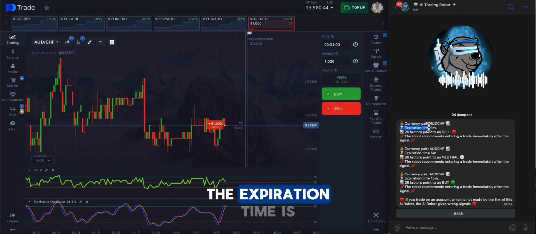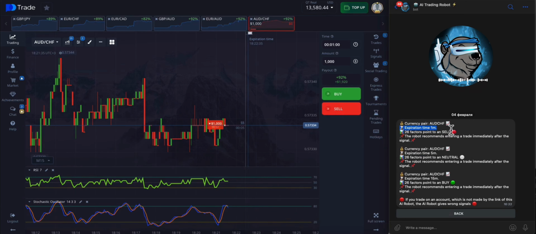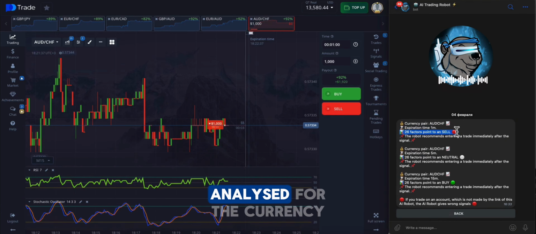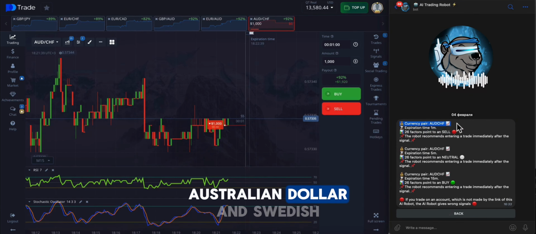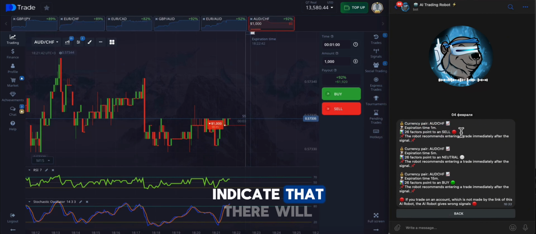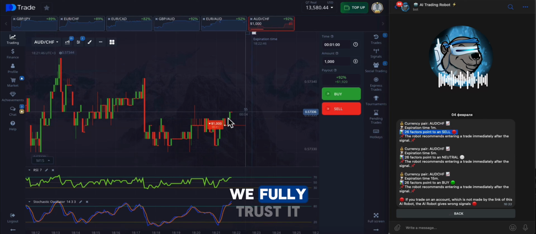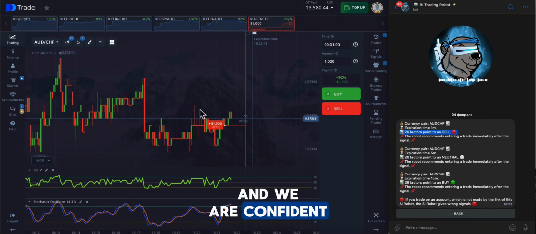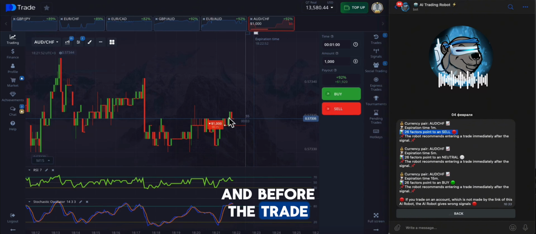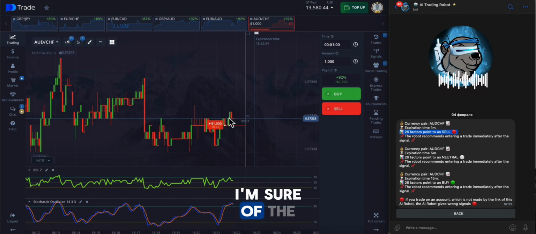The robot says that the expiration time is 1 minute. 26 factors that it analyzed for the currency pair Australian dollar and Swiss franc indicate that there will be a price decline. We fully trust it, and we are confident that there will indeed be a price decline. And before the trade closes, I'm sure of the profit.